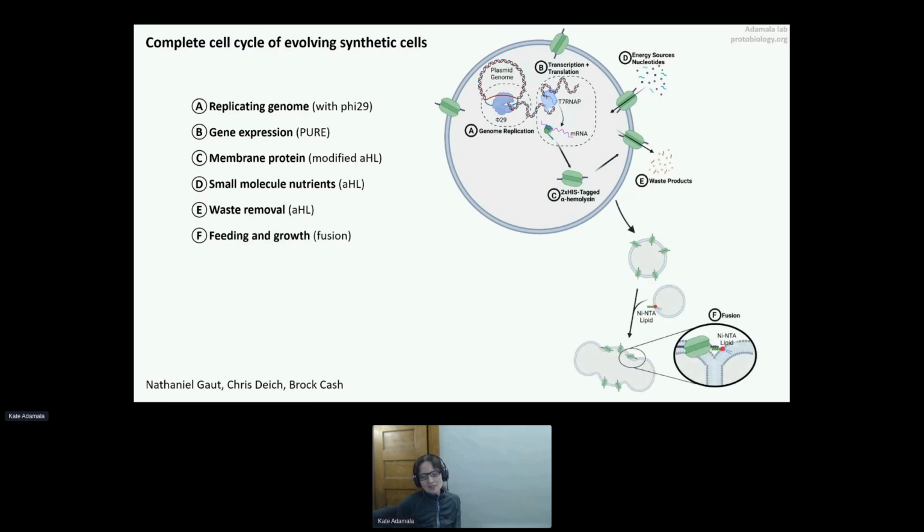Then we need to feed a synthetic cell. So most of the time when people feed synthetic cells, it's a completely artificial process where you have to add something and trigger that fusion with another liposome. What we engineered here is a genetically encoded fusion system that allows our synthetic cell to fuse with those so-called feeder liposomes. And those feeder liposomes enable growth of both membrane and the inside, the lumen of the synthetic cell. So we grow by uptaking those little feeder liposomes.